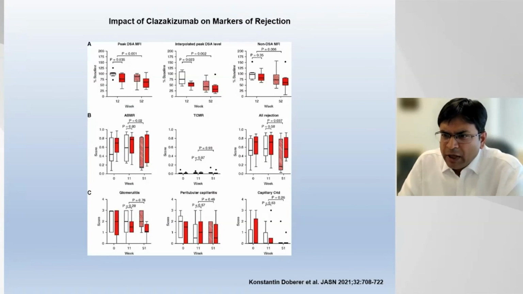which is panel B, where ABMR molecular scores are significantly lower compared to the placebo group on surveillance biopsies, suggesting that clazakizumab resulted in less molecular inflammation over time. And this has now led to a much bigger trial, which is being done right now across many centers across the world.